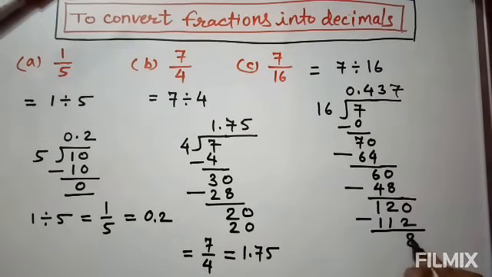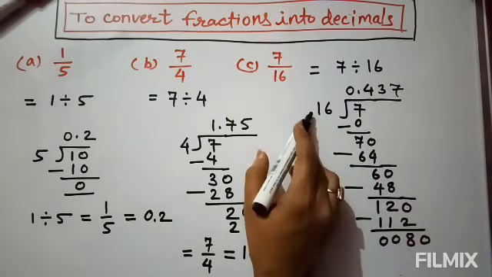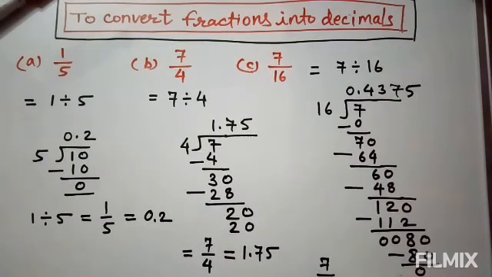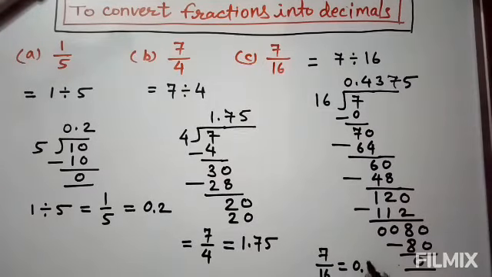Subtract the number. Increase one more 0 into the remainder, so that will be 80, and it will divide completely by 16 5s are 80. Here my division is complete. And what answer will we get? 7 upon 16 is equal to, in decimal form, 0.04375.